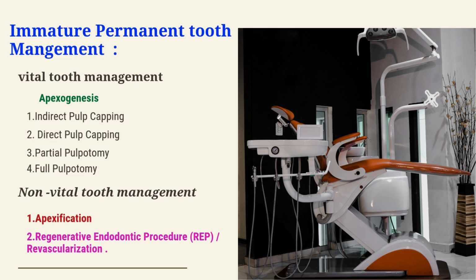Before diving into the actual topic, let's start with an overview of how to manage an immature permanent tooth. If the immature permanent tooth is vital, then there is a histological process called apexogenesis where a complete root formation occurs, which can be accompanied with indirect pulp capping or direct pulp capping or partial pulpotomy or full pulpotomy. If the immature tooth has become non vital, then we are left with two options, that is, apexification or regenerative endodontic procedure, also called revascularization.